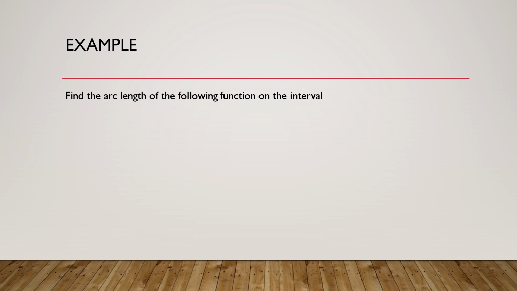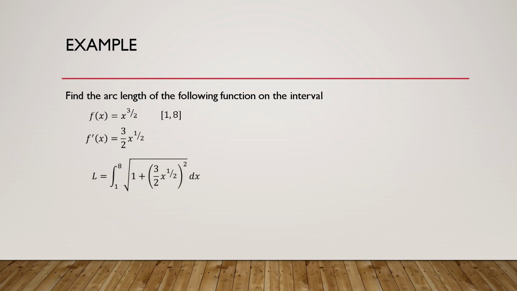Let's try an example. Let's find the arc length of f of x equals x to the 3 over 2 on the interval 1 to 8. f prime of x is 3 over 2 times x to the 1/2. The length will then be the integral from 1 to 8 of the square root of 1 plus 3 over 2 x to the 1/2 squared dx. When we take the square, we get the integral from 1 to 8 of the square root of 1 plus 9 over 4 times x dx.